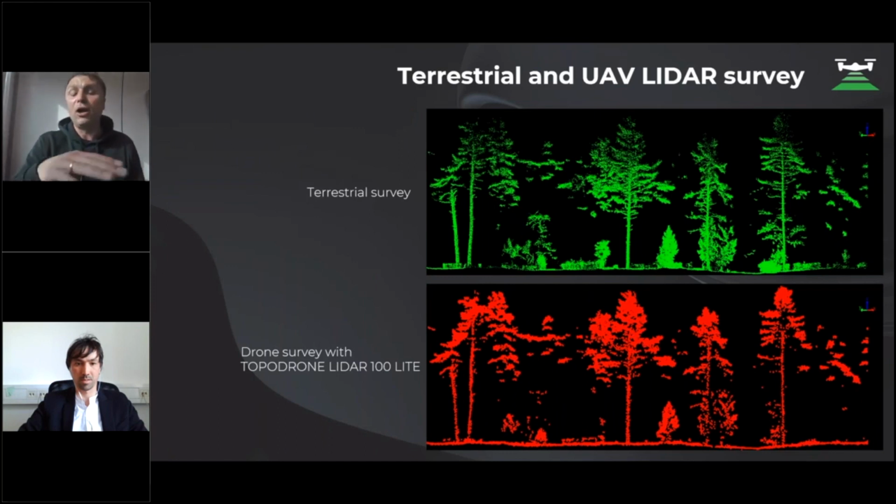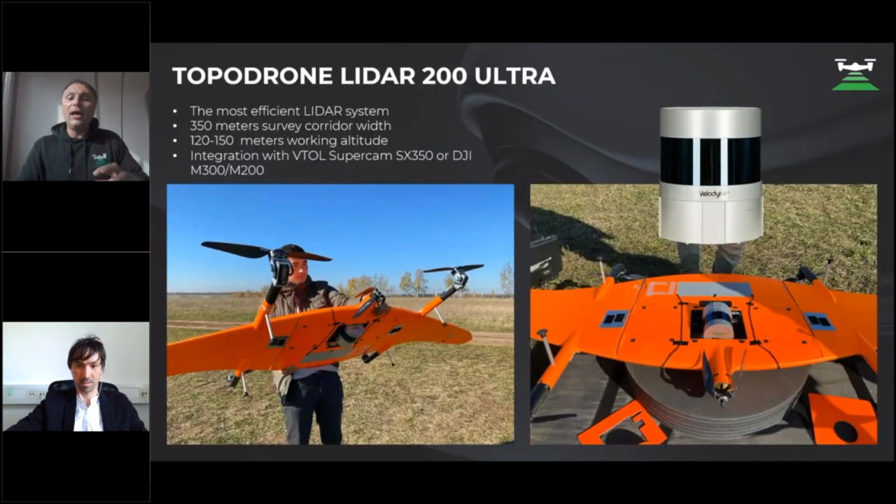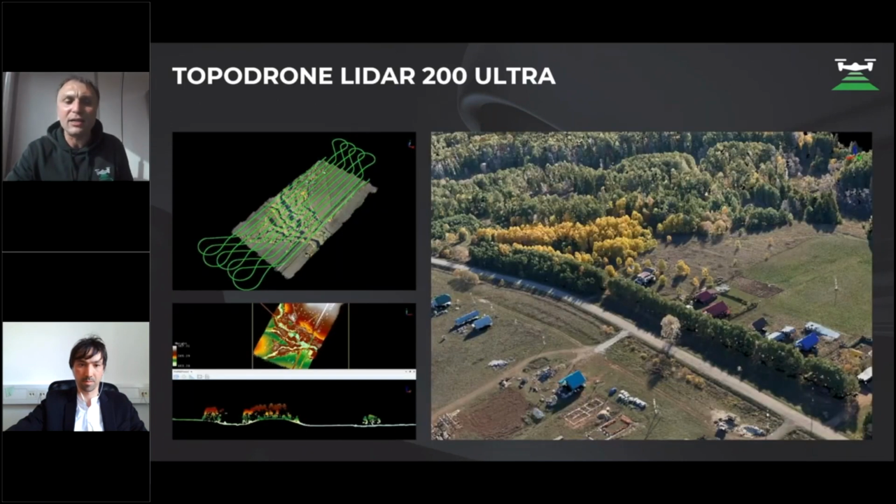And of course, we compare our LiDAR with terrestrial scanning as well. And here is an example of terrestrial LiDAR, the green one, and drone LiDAR survey, the red one. And you can see that we can easily penetrate dense vegetation, and the quality of the point cloud is very good. And of course, our LiDAR can be installed on a VTOL to cover a huge area, like 5 square kilometers per one flight, and you will get very accurate and amazing results.